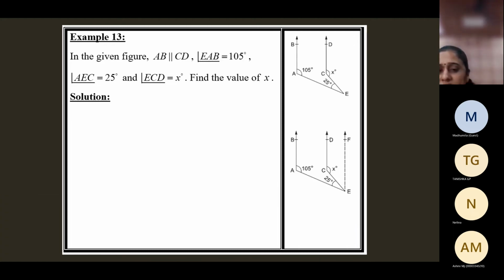Next, CD and EF are the parallel lines, and CE is a transversal. We mark this as A. So A plus X, or X plus A, is equal to 180. Same reason, co-interior angles are supplementary. Parallel line, transversal, parallel line. So these two angles, the co-interior angles, are supplementary. So like that, you can find the value of X.